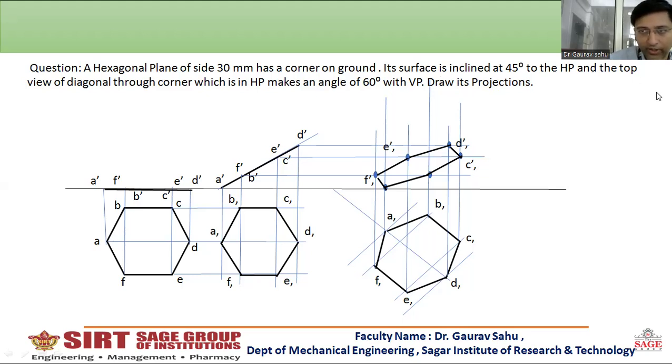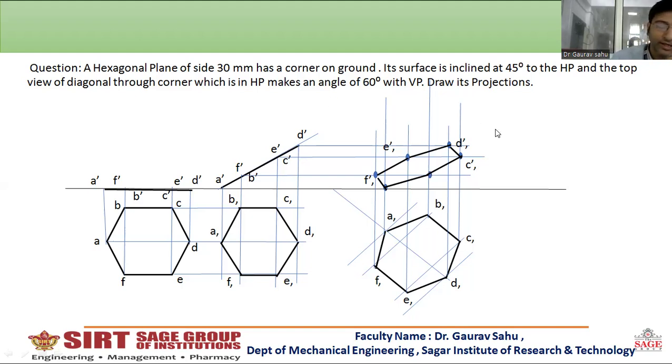by resting on a corner. And the top view of the diagonal through that corner is also making an angle of 60 degrees with VP. If the diagonals, which are present on the surface, are making angles, then by default the surface is making the angle. So there is a 100% possibility that here the surface is inclined to both HP and VP, and six diagrams will be plotted.